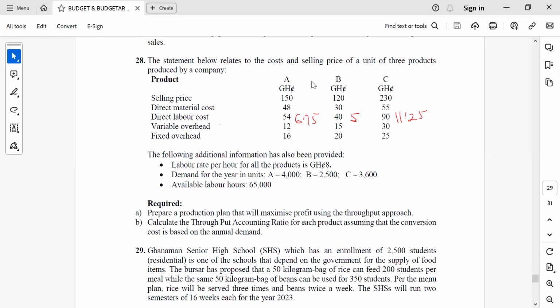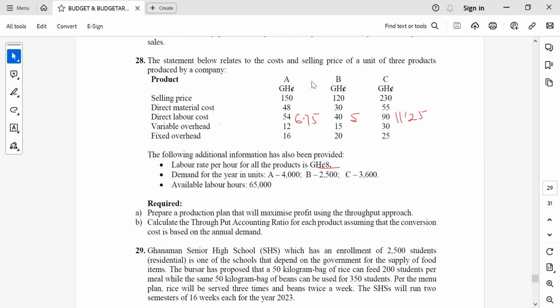So what you have to do is first try to see. Sometimes they will give you the fixed overhead rate, and they will say that fixed overhead rate per hour is 8. It means that fixed overhead is being calculated based on hours, so you just have to divide by the 8. But this one, they have given it to you based on labor, so you just calculate the labor hours per unit.